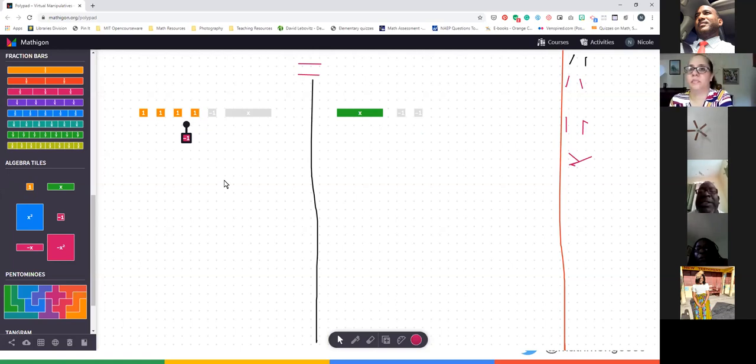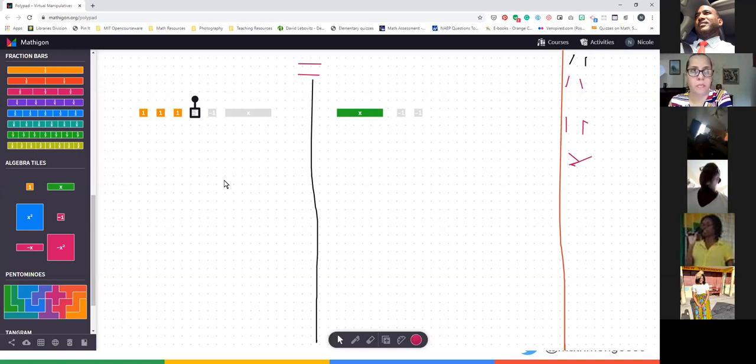So, Nicole. Yes. I understand fully what he's saying, but there's still a little gap which I think the children might have a problem with. Which is? The first part, when he subtracted the minus x on the left side, would children readily realize that they would need to add the extra board?